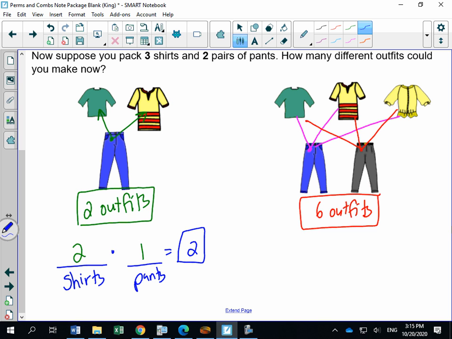If I was using the fundamental counting principle for this example, stage 1, again, is the number of shirts. However, in this stage, I have 3 total choices. So I've got 3 shirts that I could choose from. Pants would be my second stage, and I've got 2 pants to choose from. 3 times 2 would give me 6 total outfits.